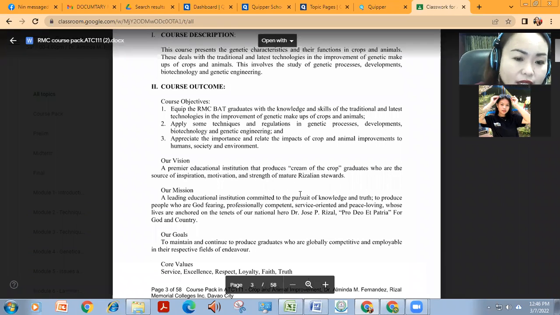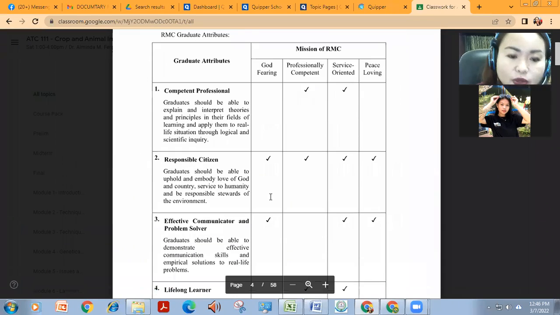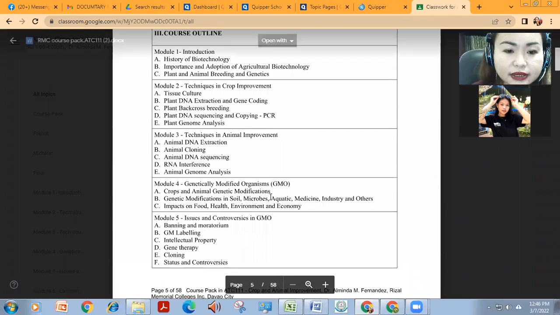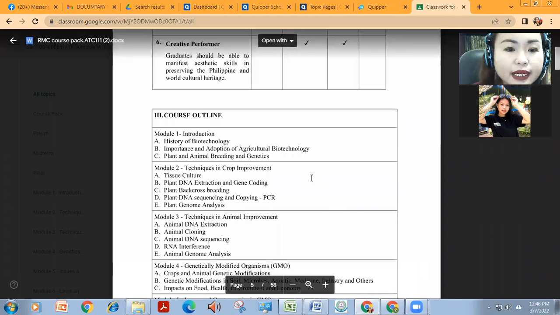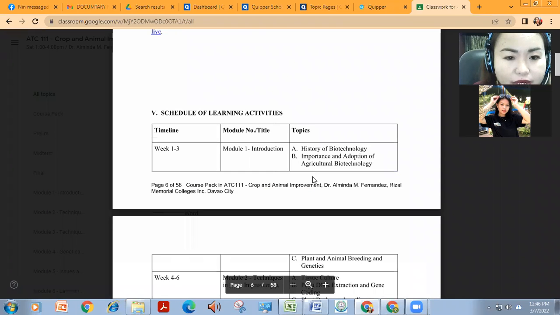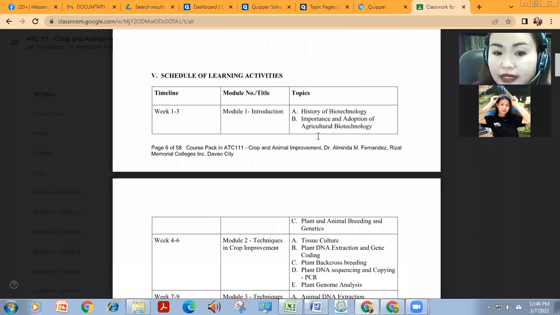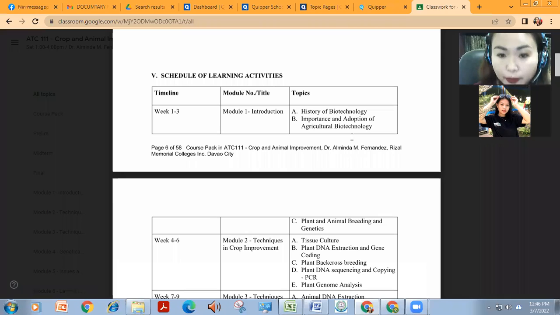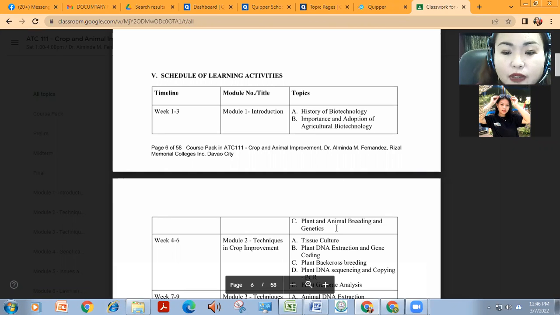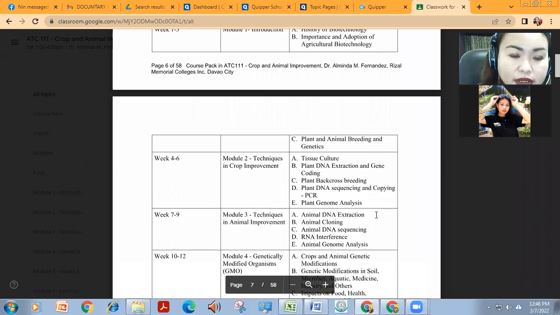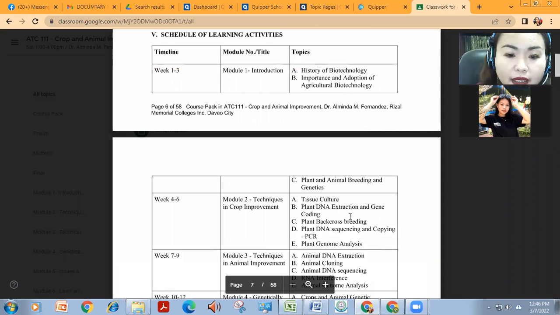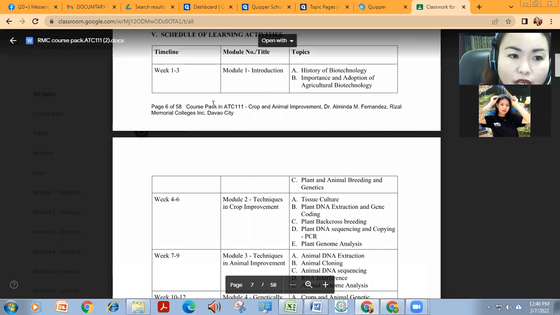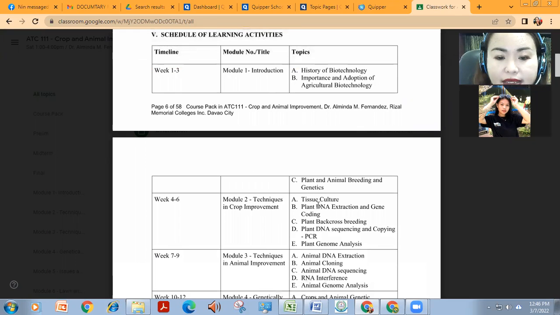Anyway, so again, we all know our vision, mission, goals, course, values already. So let's move on to the course outline. But I will give you the schedule of learning activities. So sa ating first week, we are supposed to have yung introduction, or kasali na dito yung history ng biotechnology, yung importance ng adoption, and about plant breeding and animal breeding genetics. And after a month, sa module 2 na tayo. So ito yung coverage ng ating prelim, mga techniques in crop improvement.